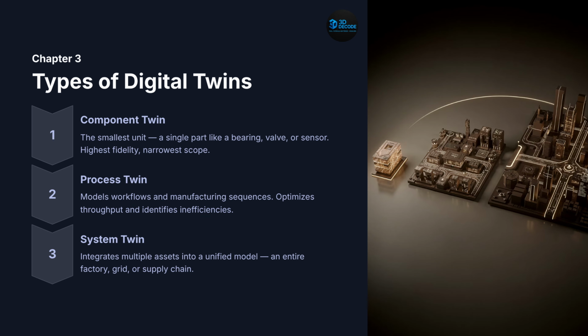Slide 14. Types of digital twins. There are 3 primary types of digital twins. Component twins model individual parts like bearings or valves. Process twins model workflows and operations. System twins integrate entire factories, cities, or infrastructure networks.